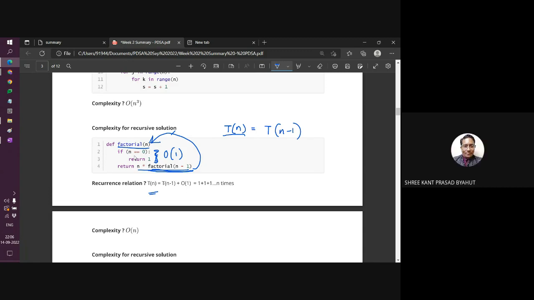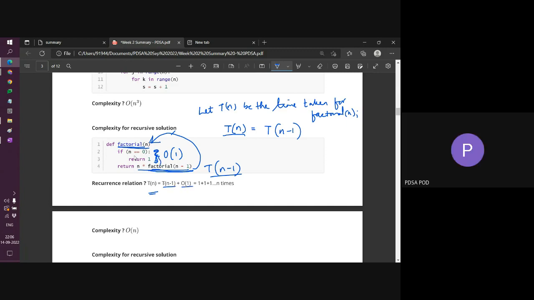Once more, ma'am, how did t of n minus 1 come? See, you have factorial n. Let me define t of n. Let t of n be the time taken, or number of steps, for factorial of n. What is the time taken for factorial of n minus 1? T of n minus 1. This step takes t of n minus 1, and this is constant time. So this factor plus this factor is there. That's why addition is there, right?